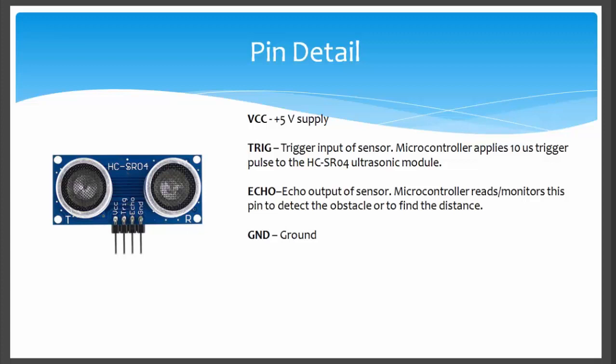Third pin is the echo pin. Echo pin is the output of the sensor. Microcontroller reads or monitors this pin to detect the object or to find the distance. Fourth pin is ground pin. It is given to the ground.